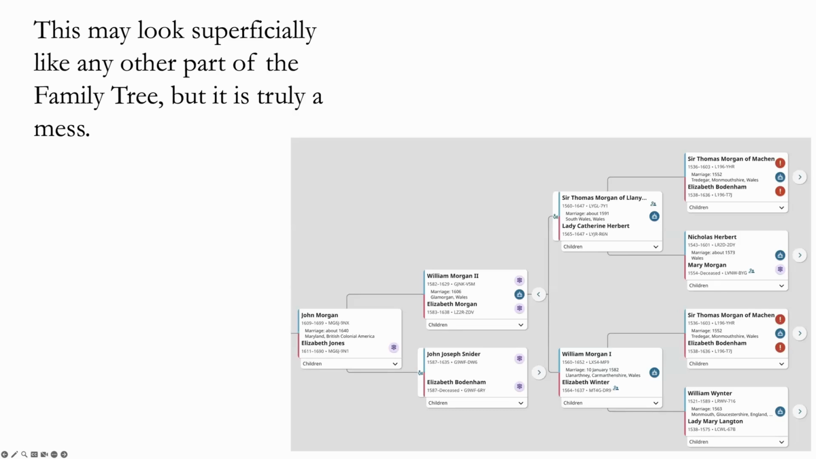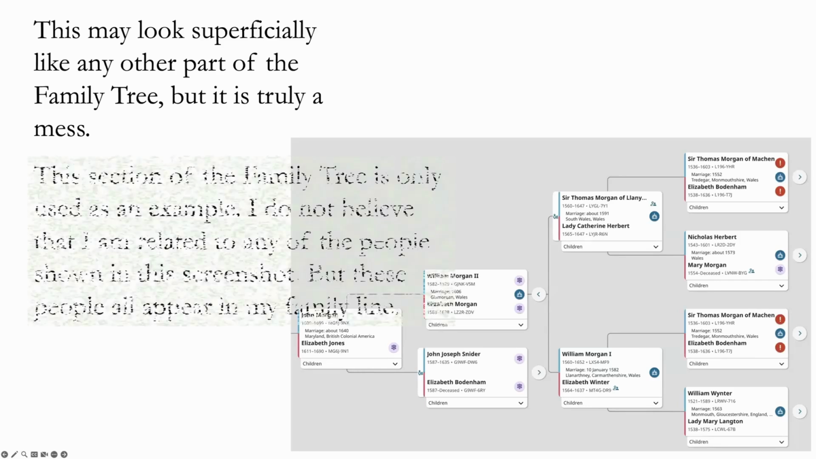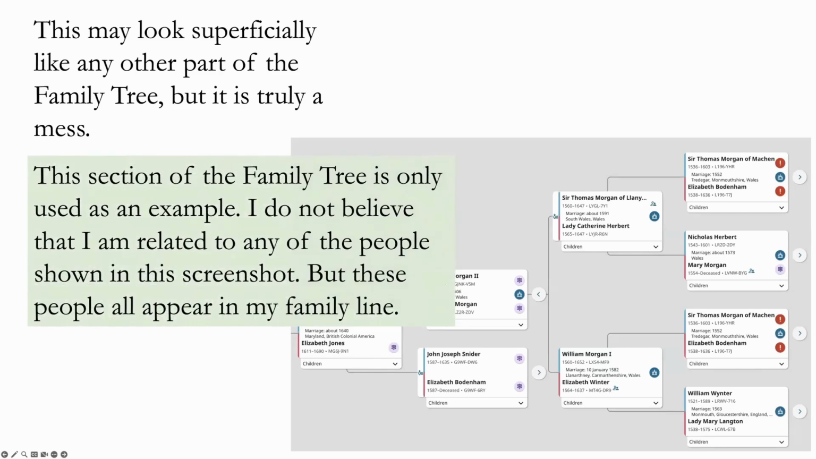And so what we're doing here is we're looking at these individuals that are involved in this particular set. I'm not going to go back too far because there's an obvious reason why that's not necessary. So I only use this as an example. And I want to start out by telling you, before I use it as an example, I don't believe that I'm related to any of the people shown in this screenshot. But they all appear on my family line.